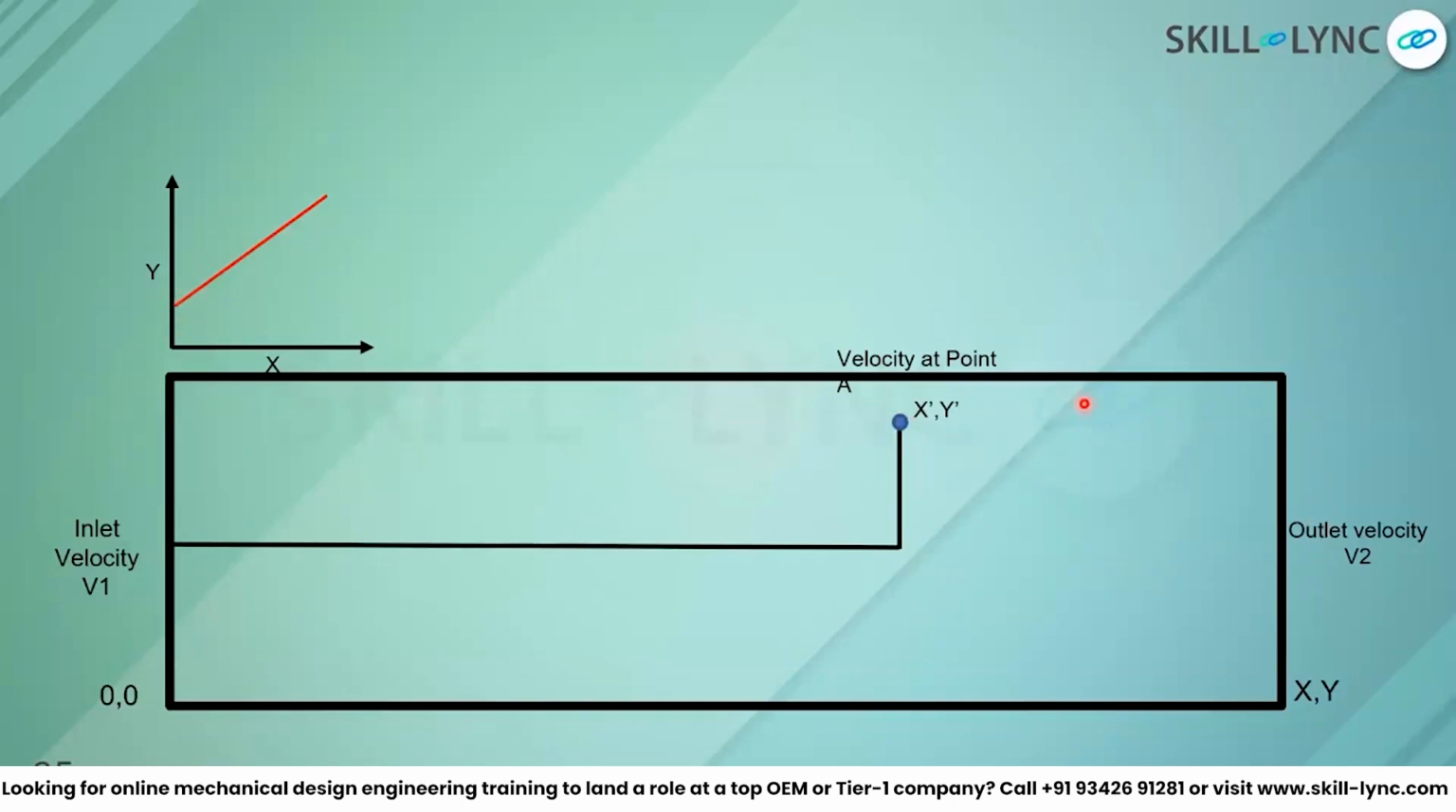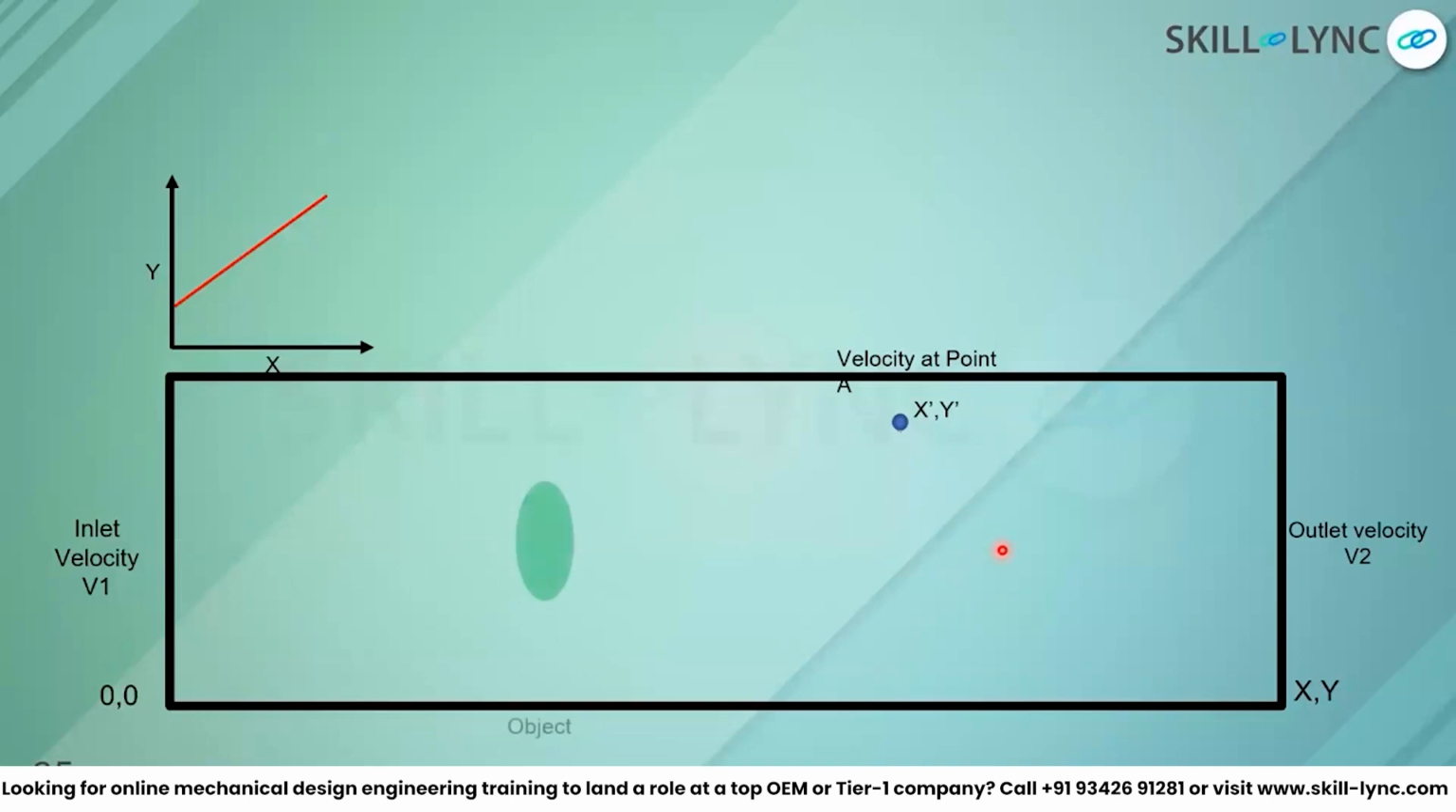Now the thing is, here we are able to do a hand calculation of the velocity at point A easily. We can simply calculate it with some correlation, some formula. With any formula we can understand exactly what the velocity at point A is.